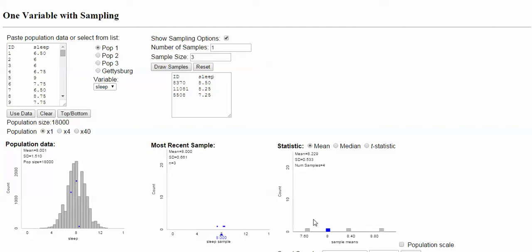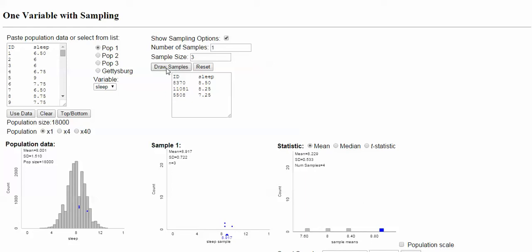And if we click on a block right there, it'll show us the 3 people who were inside of that sample. So we can go back and revisit our old samples and see what 3 people were inside of each sample. So this was the mean of these 3 people. That was the mean of these 3 people. This is the mean of those 3, and that's the mean of these 3 people.